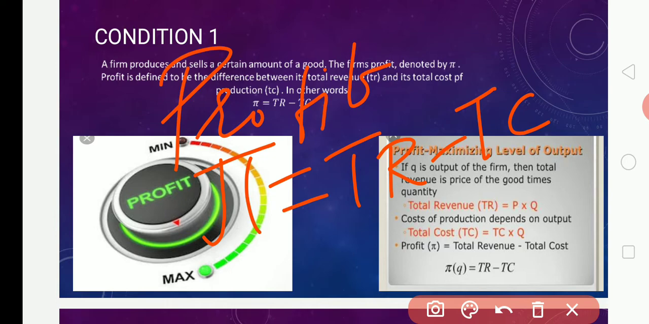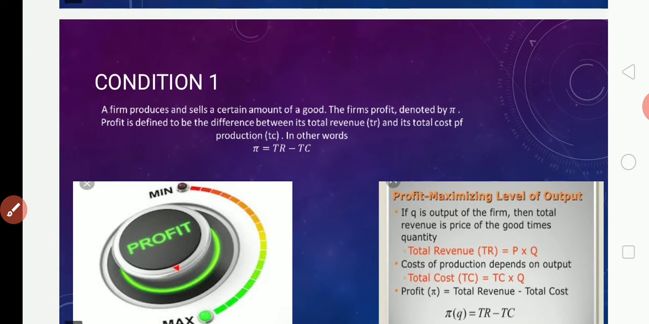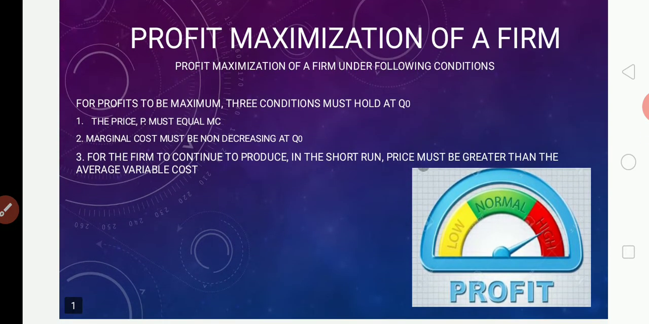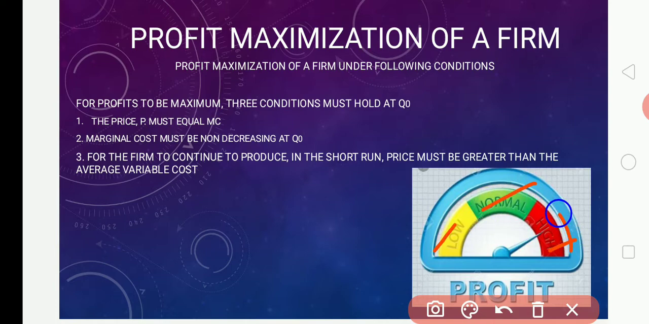Now there is a limit. When the price is equal to the cost, it is normal profit. When the price is lesser than the cost, there is a loss. When the price is greater than the cost, it is maximum profit. Now we'll see we have certain conditions to hold. I've indicated here that profit is low, normal and high, and for the high we indicate it as maximum.